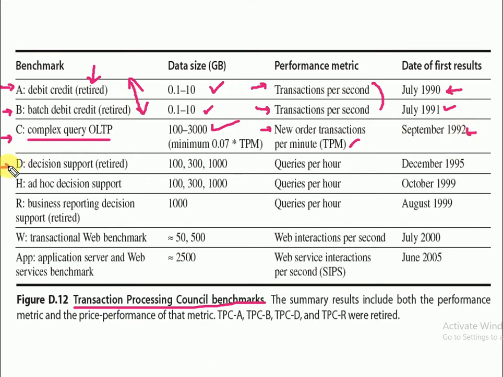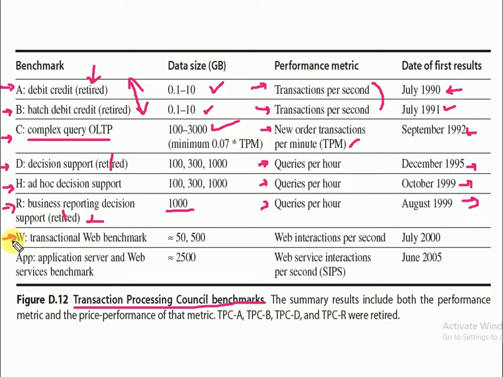The next benchmark is D, decision support, which is retired and not available now. Data size varies from 100, 300 to 1000 GB, and the performance measure is the number of queries per hour. The results were produced in 1995. The next benchmark is H, ad hoc decision support. It uses the same capacity as the previous one, also focuses on the number of queries per hour, and the results were obtained in 1999. Then the next benchmark is R, based on business reporting decision support, which is currently not available. Its data capacity is 1000 GB, queries per hour is the performance metric, and results were obtained during 1999.